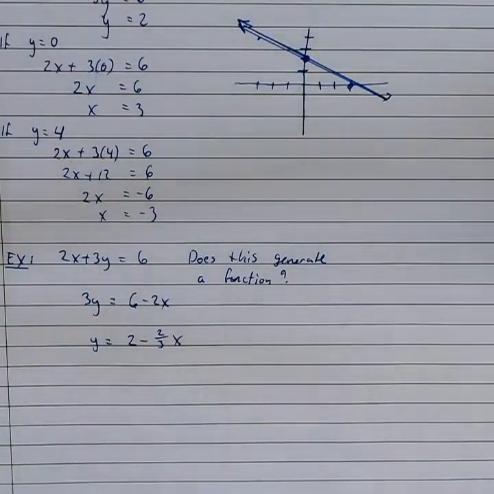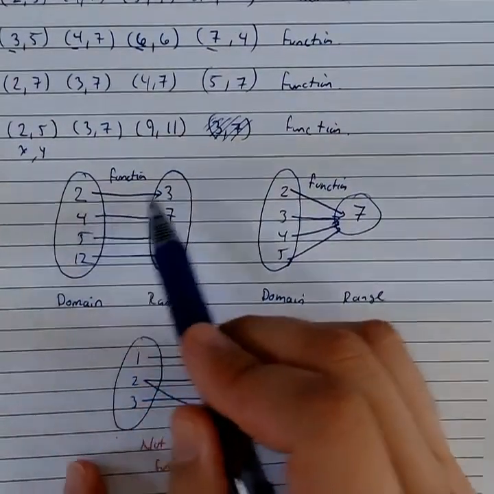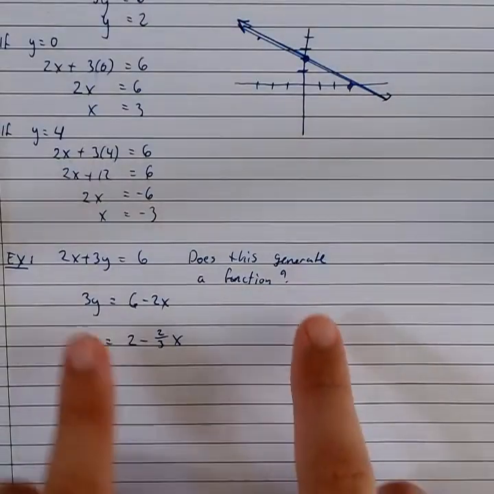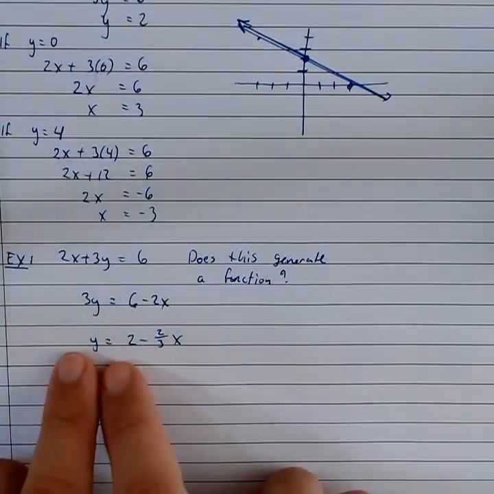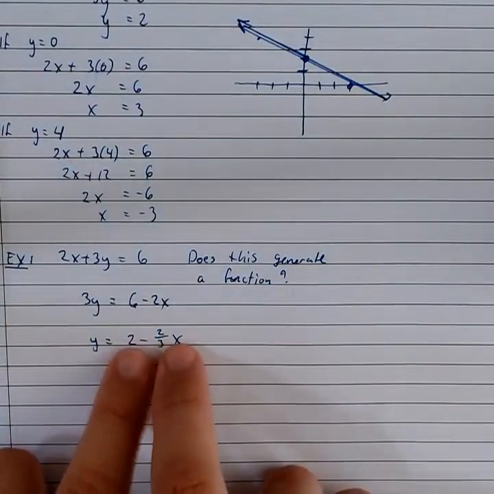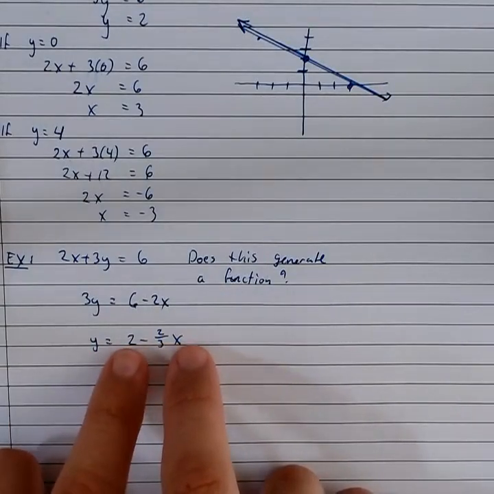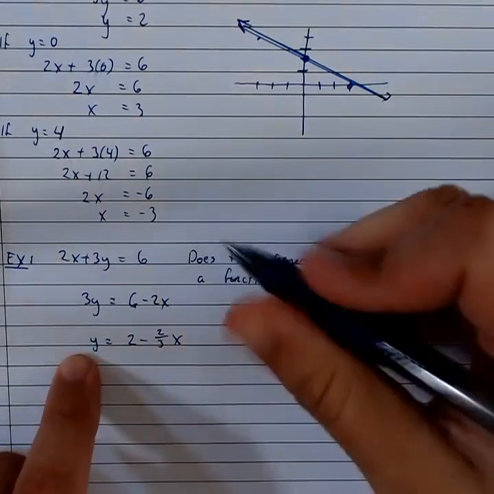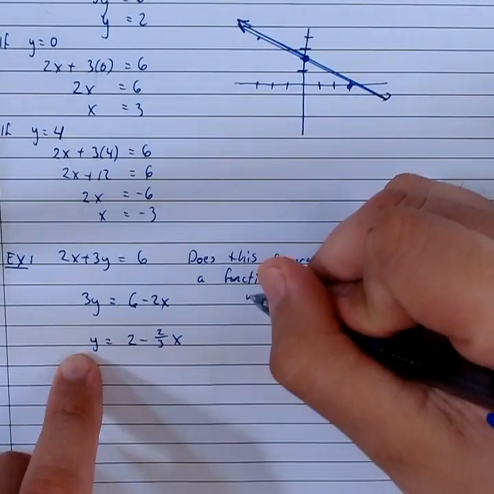That's what we mean by a function. Once you know what x is, it automatically tells you what y is. So whenever you have a function, if you can isolate your y as being equal to something that involves x, that tells you that x uniquely determines your y. So then that means, yes, this equation generates a function.